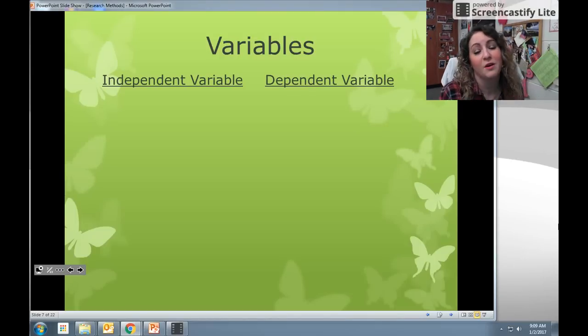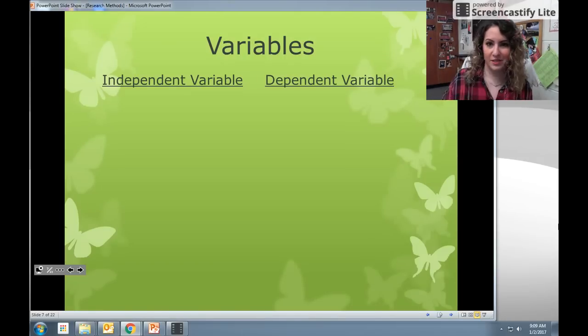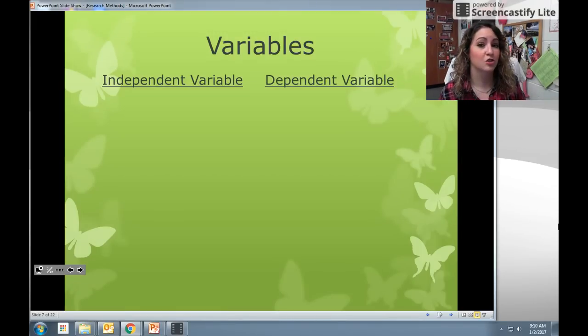Okay, guys, so we're talking about variables. When you have an experiment, and I'm just talking about experiments here, case studies, surveys, and naturalistic observations do not have any variables that you manipulate. Only experiments do. And so for the next part of our notes, we're only talking about experiments, not the other types of research methods.